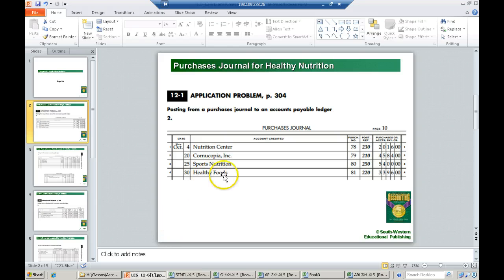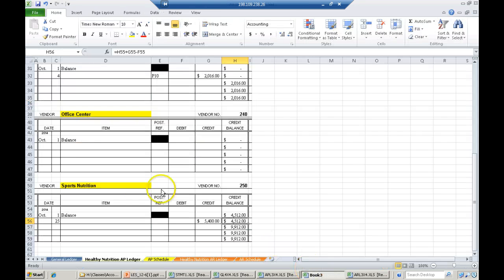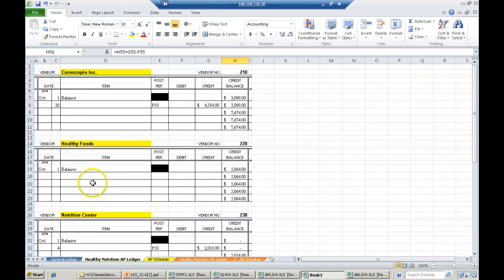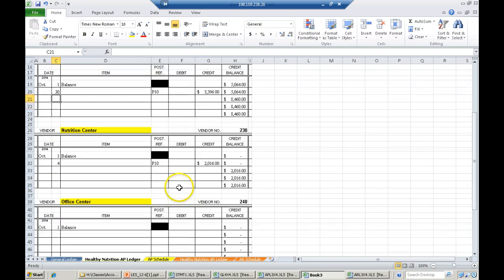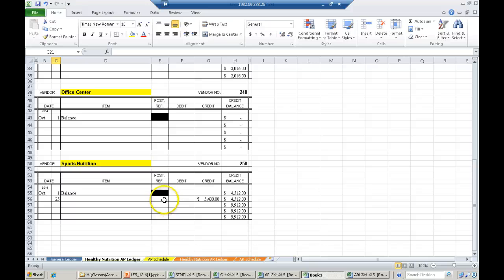Finally, Healthy Foods for $33.96. This was on the 30th. $33.96. Notice our balance changed. We forgot to write the page number here from Purchases Journal 10.